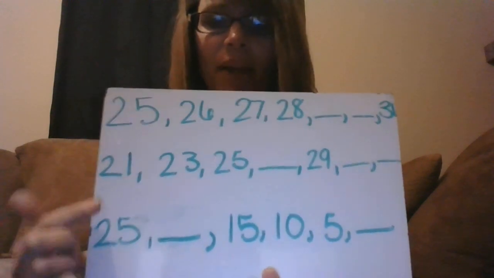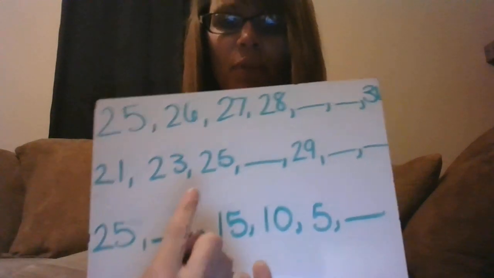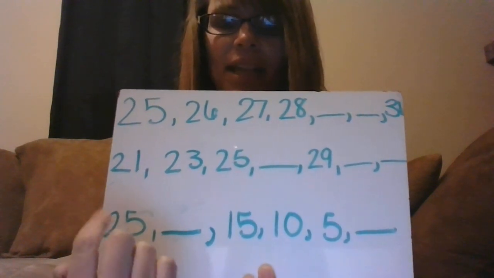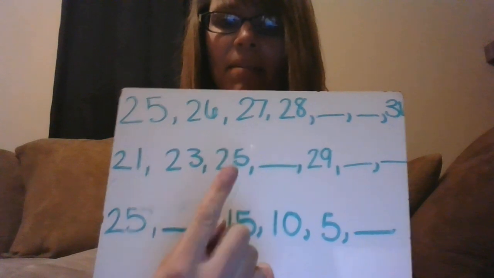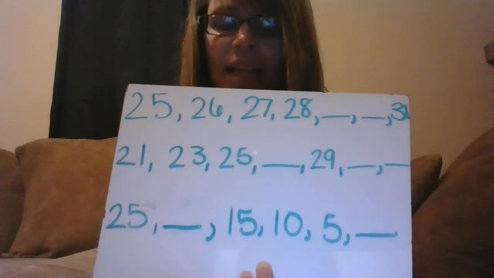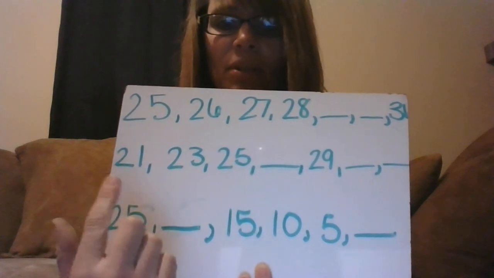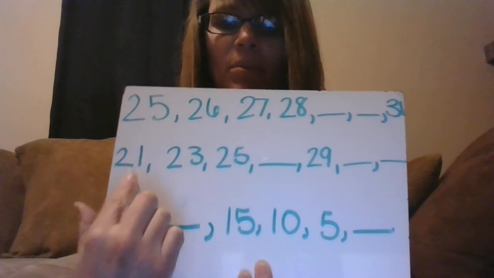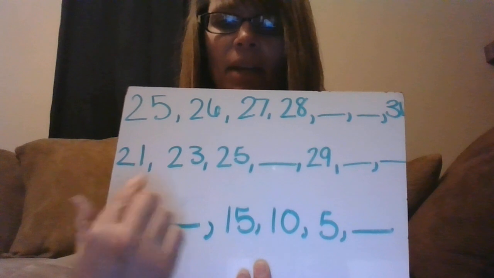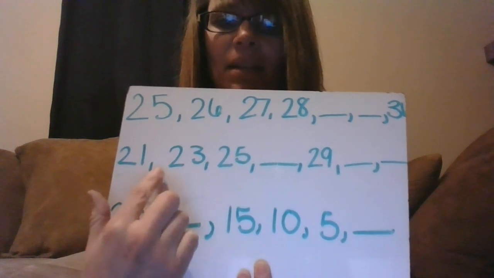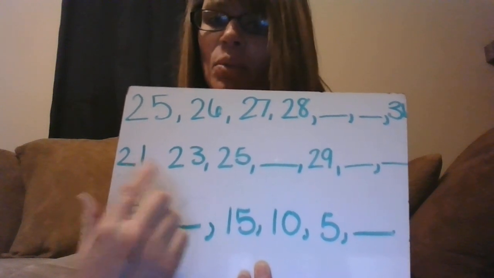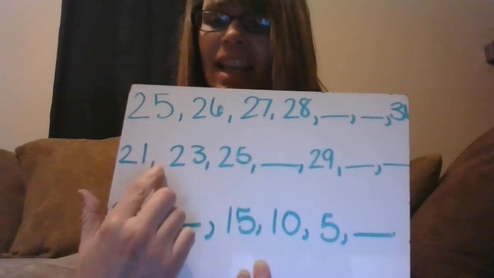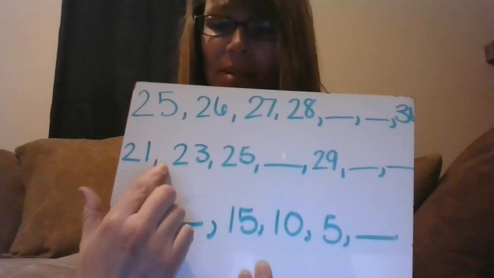Okay, next number pattern, I have 21, 23, 25. So first question I want you guys to ask yourself, are my numbers going up or are my numbers going down? Okay, and if my numbers are going up or down, figuring out also now I'm going from 21 to 23. Am I going in order here or am I skipping a number? Am I missing a number right here in between 21 and 23? If so, what is that number that I'm missing and how many am I missing? Okay, am I just missing one?